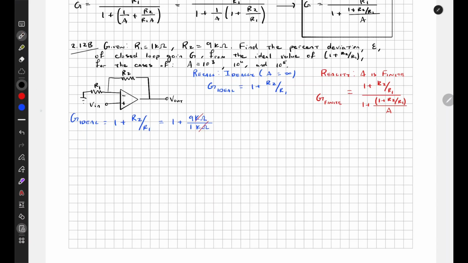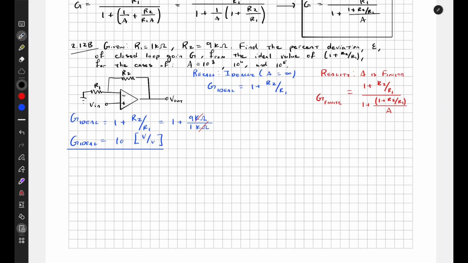This becomes 1 plus 9 is 10. The units is volts divided by volts. So this is the ideal case. It's 10 volts divided by volts. We want to compare the reality case against this.